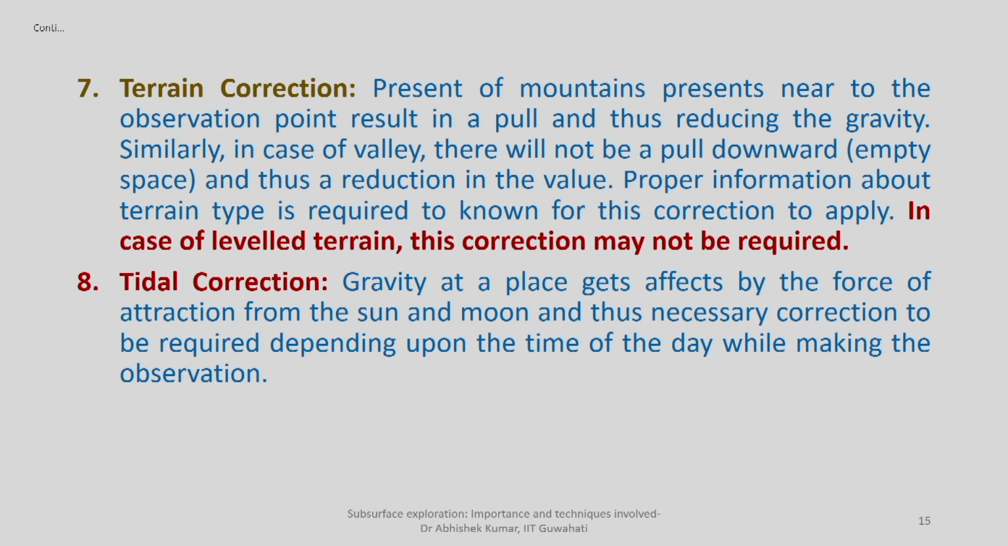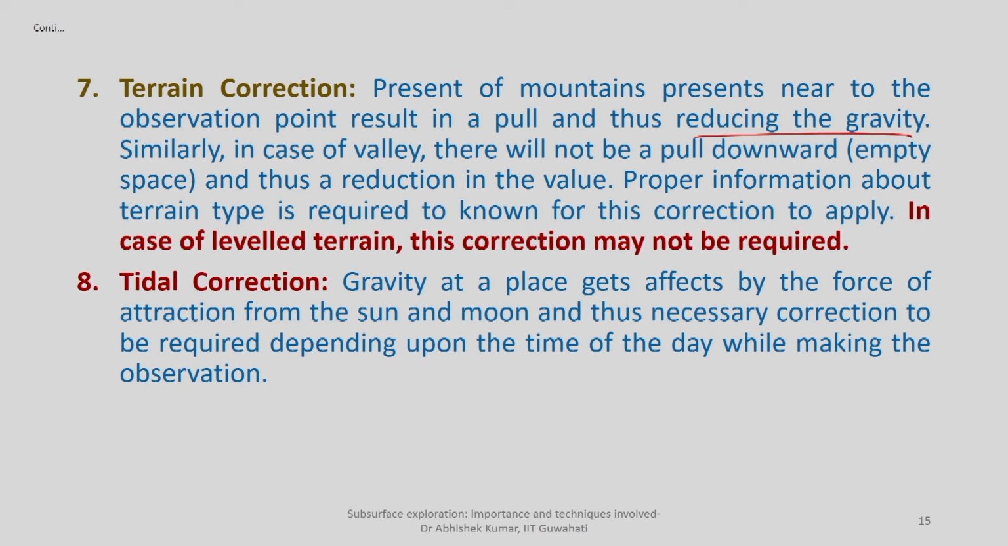Then terrain correction. We can highlight here the presence of a mountain near the observation point. As a result of those mountains above your observation point, there will be an additional pull against the gravity which is available at the observation point. So the mountain is actually pulling, and the actual value of gravity at the site of interest is going to reduce.